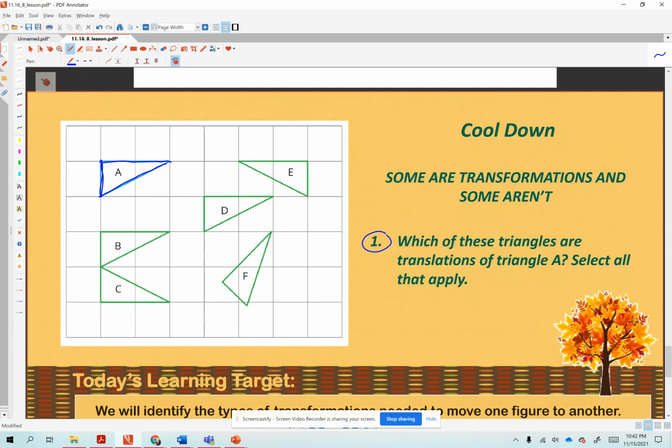Well, I would definitely say, let's look at B. Yep, B is a shift down, so yes, B. C looks like reflection, so not C. D is definitely a translation. We've gone down 1 unit and over 1, 2, 3. So D. F is a rotation, so no. And E is a reflection, so no. So only B and D are translations of triangle A.